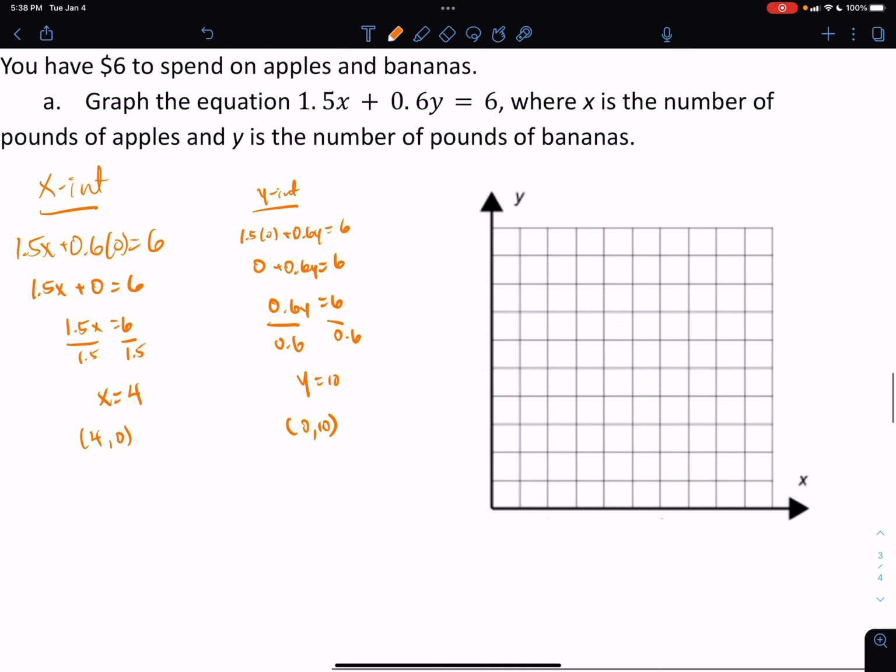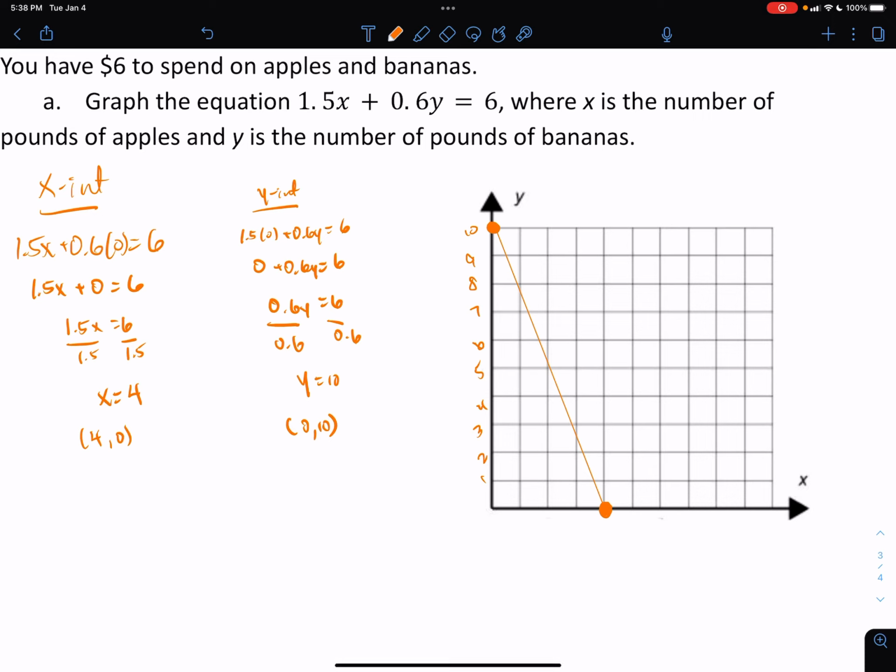This is much easier to graph now. All you have to do is plot these points. (4, 0), that's easy. It's right here. 1, 2, 3, 4, 5, 6, 7, 8, 9, 10. There's my graph. And don't forget, label your axes.